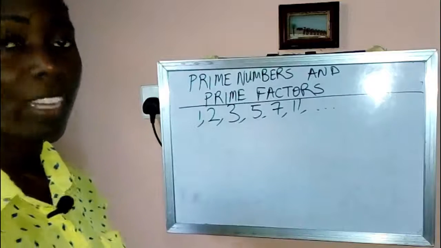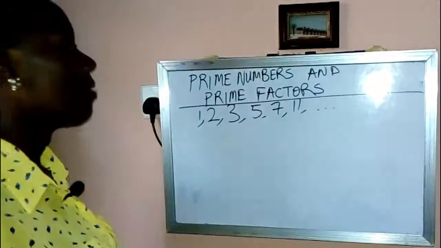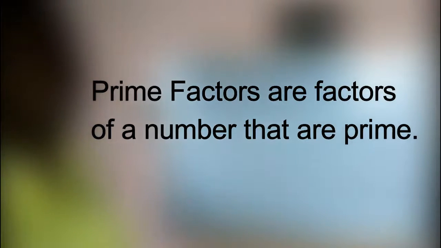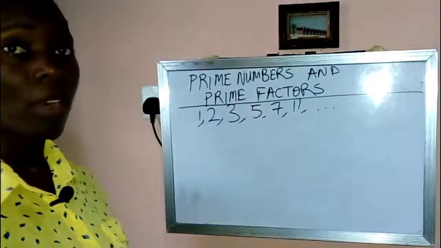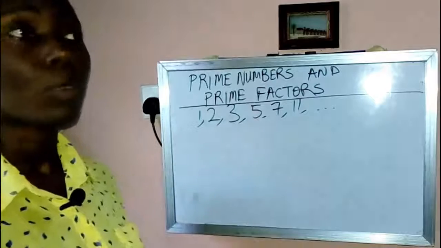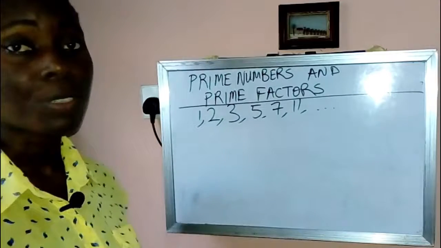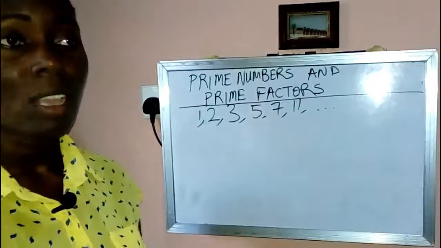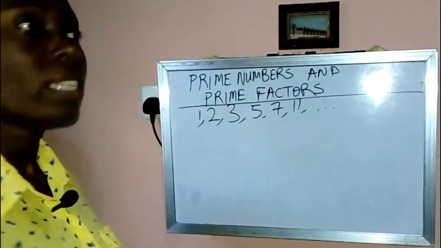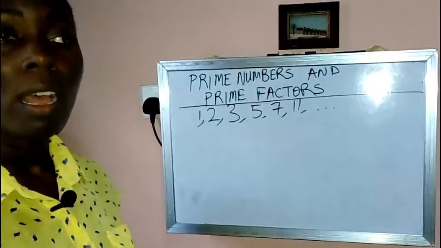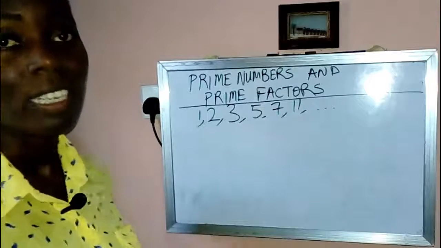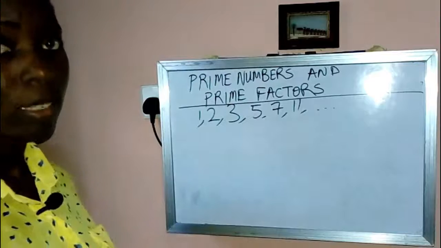Then we talk about prime factors. Prime factors are factors of a number that are prime. In our last class we talked about factors, and we saw that a factor of a number is that number that can divide the particular number we're looking at without a remainder. So when these numbers have divided this number, the factors you have there that are prime are called prime factors.